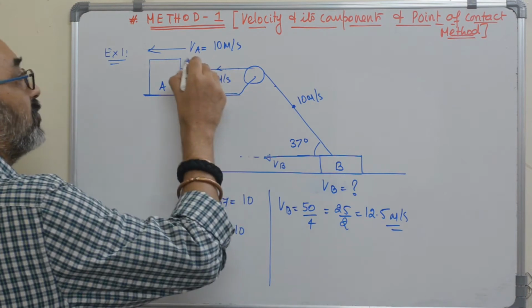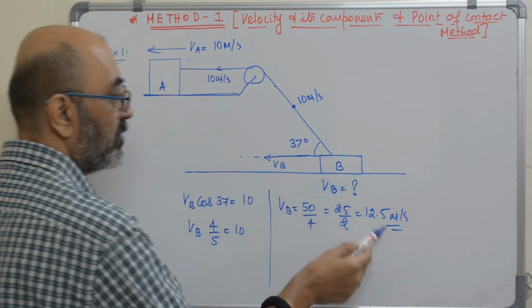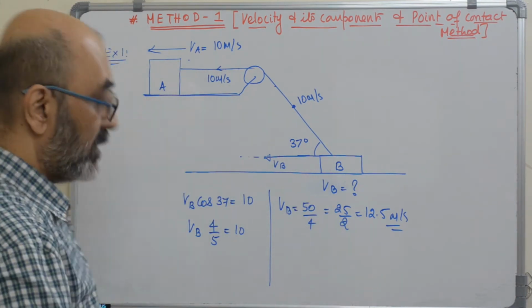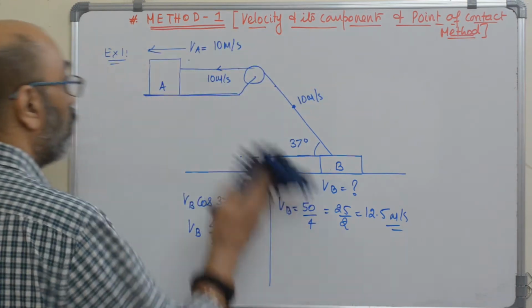So the speed of this is 10 meter per second. The speed of this would be 12.5 meter per second. That is example 1.